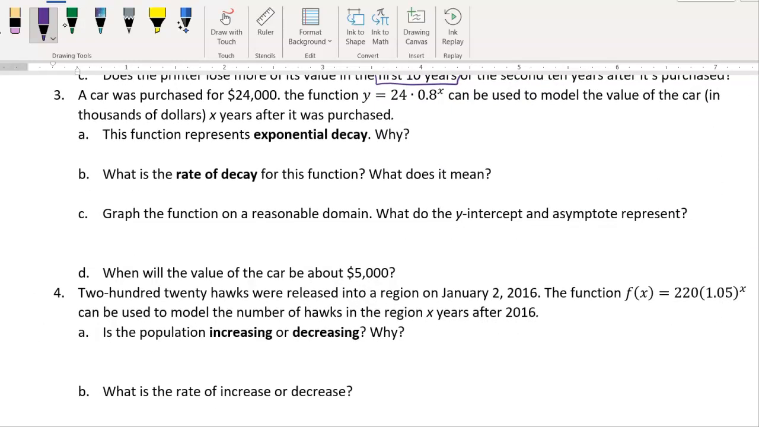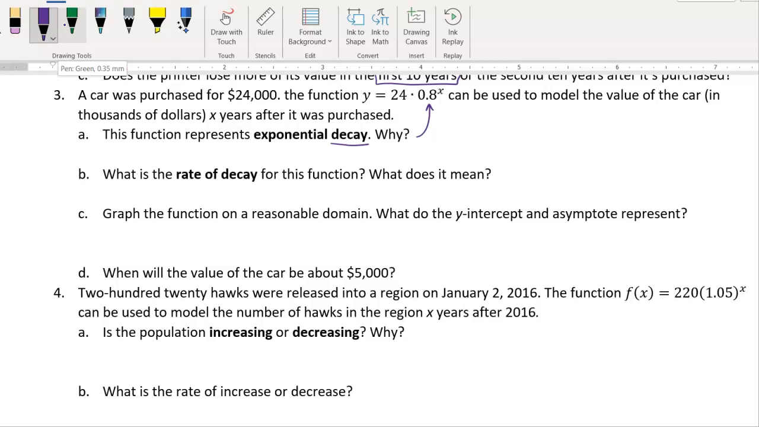All right, let's look at this next one together, and then I'm going to have you guys do the last one on your own. It says a car was purchased for $24,000. The function y equals 24 times 0.8 to the x can be used to model the value of the car in thousands of dollars, x years after it was purchased. Does this function represent exponential decay? So is it exponential growth or decay? Well, since our b value is 0.8, we can see that it represents exponential decay. The reason why is because that is between 0 and 1.